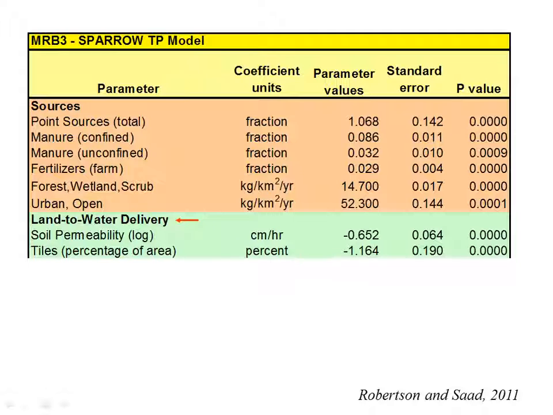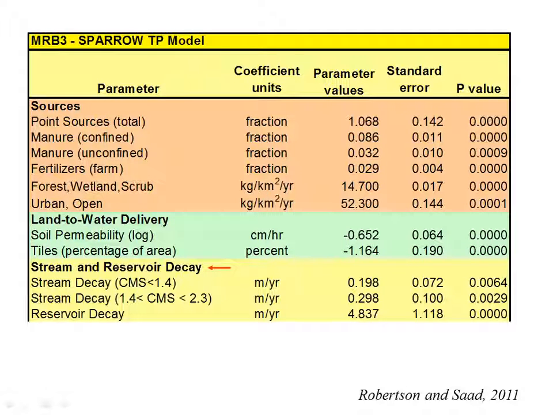For our land water delivery variables, we only end up with 2, soil permeability and tile drains. If you look at the signs on that, in general, where you have more tile drains, you have a little bit less phosphorus delivered downstream. And I think what that's saying is where you have more tile drains, you have a little less runoff occurring.